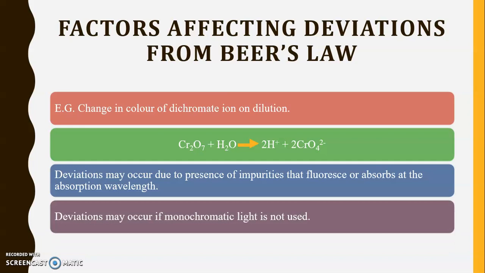Further, deviation may occur if monochromatic light is not used. Now this is a phenomenon related to the instrument. A linear relationship is not observed when we do not use monochromatic light. If polychromatic light is used, then that will lead to passing light of different wavelengths, and it will show different absorbance. So this is the fourth deviation that occurs in Beer's and Lambert's law.